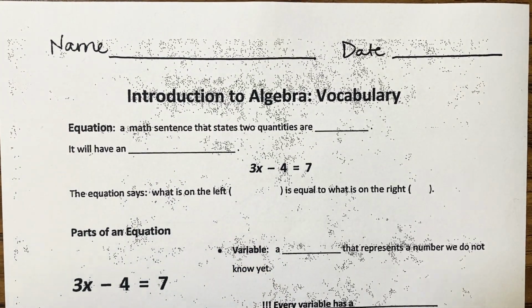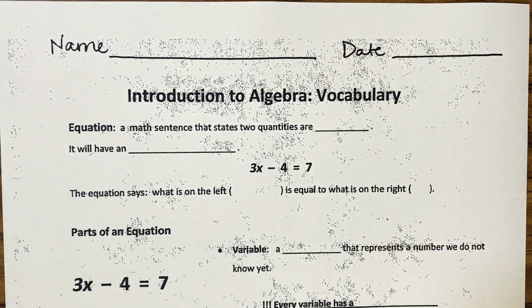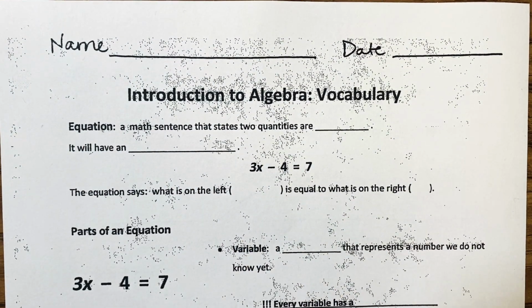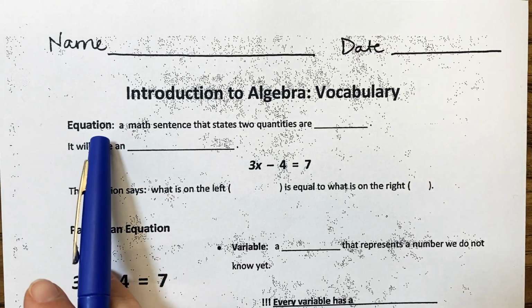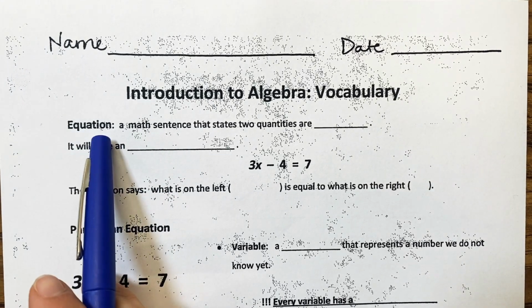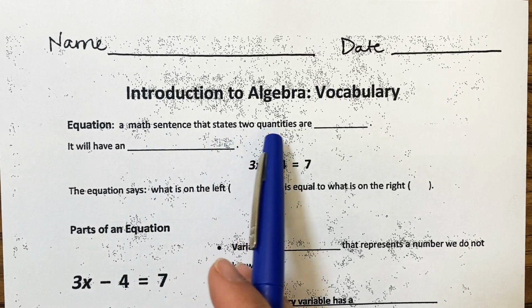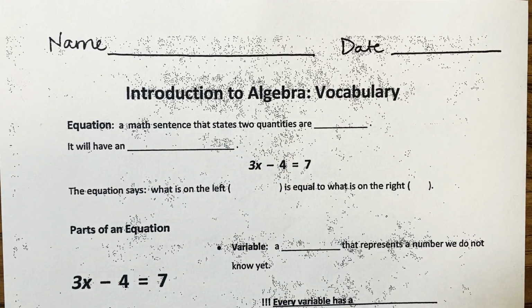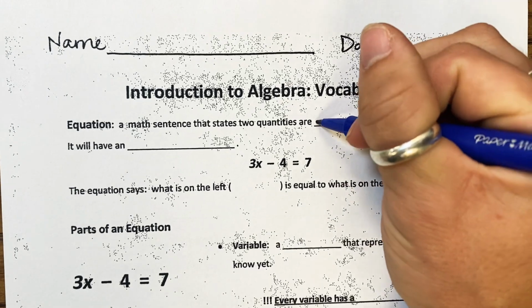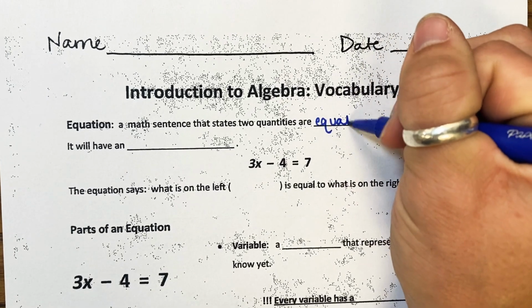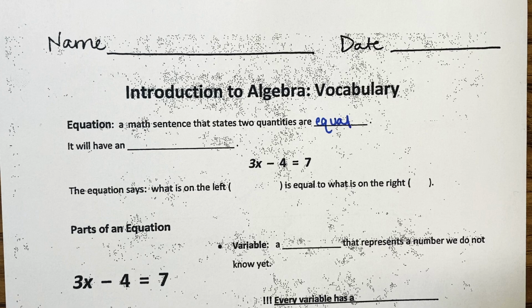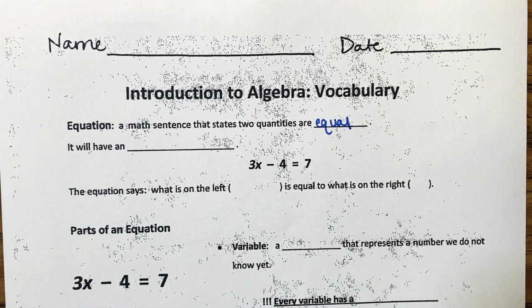So today we're gonna go over some vocabulary used in algebra. Okay, don't worry about the name and the date, that's totally fine. Okay, so first things first, let's define equation. A math sentence that states two quantities are what? Okay, they are equal. Okay, a math sentence that states two quantities are equal, right?